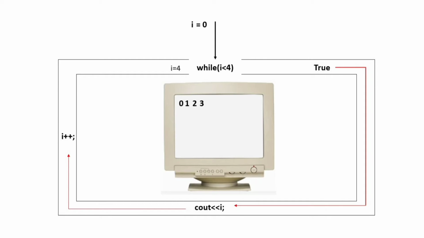Value of I is 4. 4 is not less than 4. Condition is false. If the condition is false, the control will come out of while loop. Now we will convert this into programming concept.